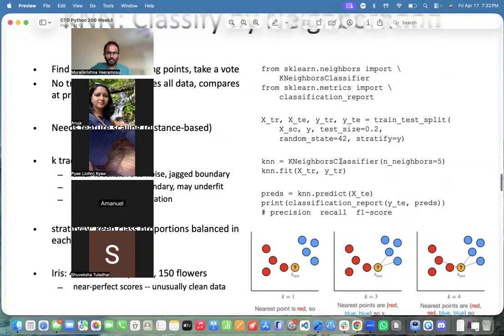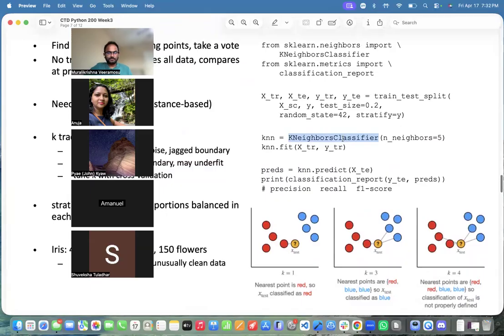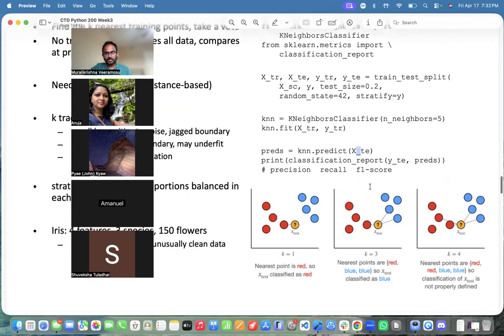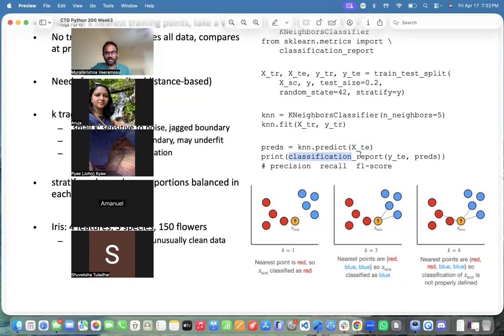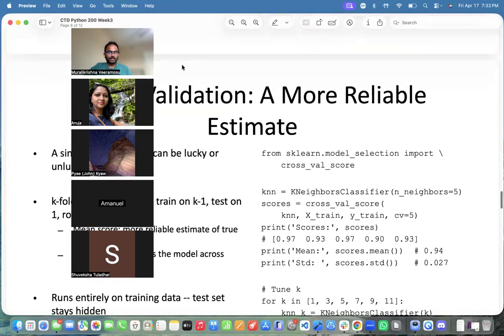And this is the code for the k nearest neighbor classifier. It's similar to the previous classifiers we saw. With KNeighborsClassifier, we are saying the number of neighbors is 5, and then we are fitting the data and predicting for the test set. And then the classification_report function prints precision, recall, and F1 score for us to evaluate the model, right?